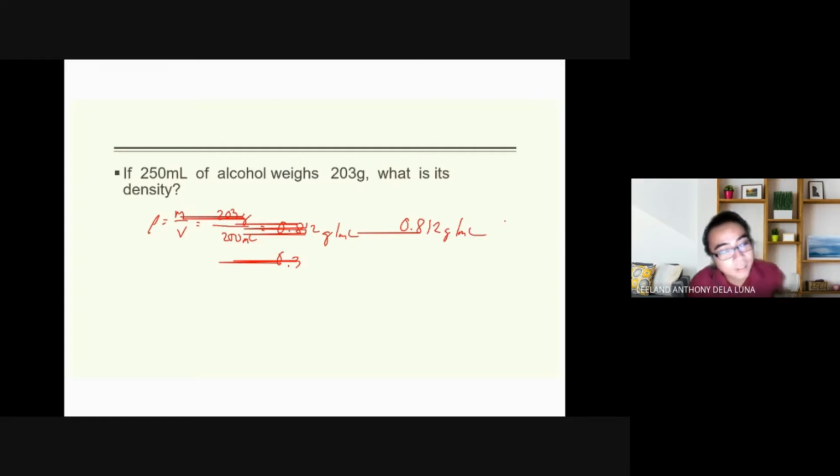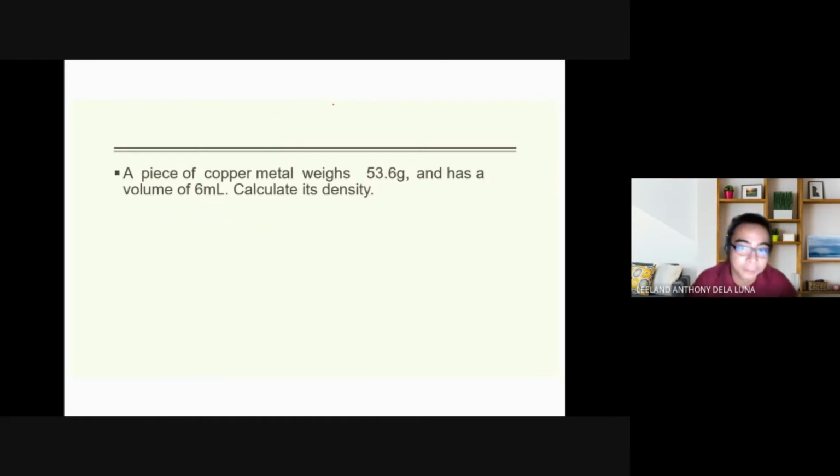So class, one thing you have to remember: what is the unit of density? Actually, it can have many units, but what is the standard unit? It should always be in grams per ml. Although we can use kilogram per liter, there is no problem with that. But the standard, if I don't ask which units, automatically, class, it should always be in grams per ml.